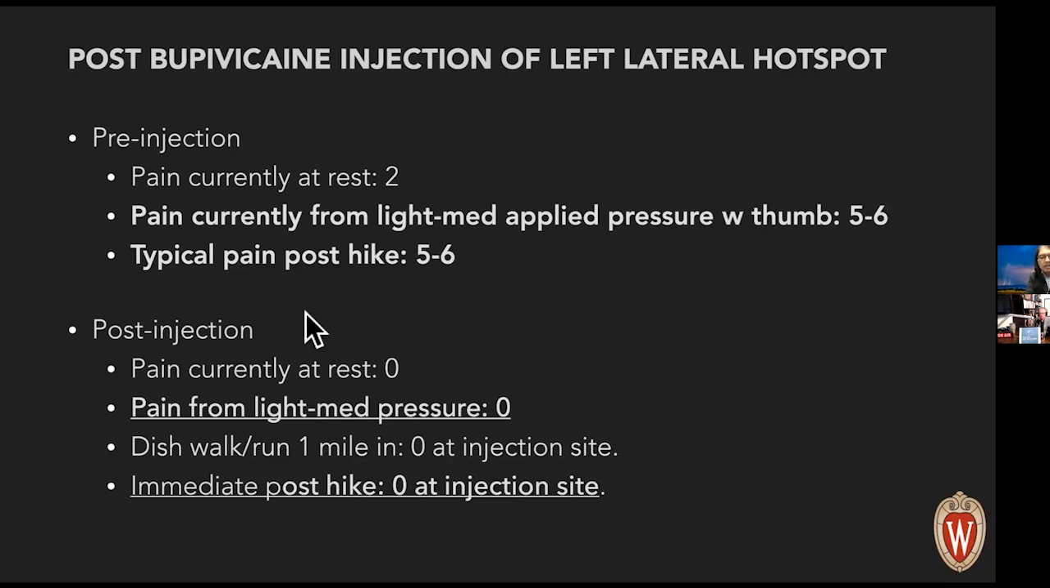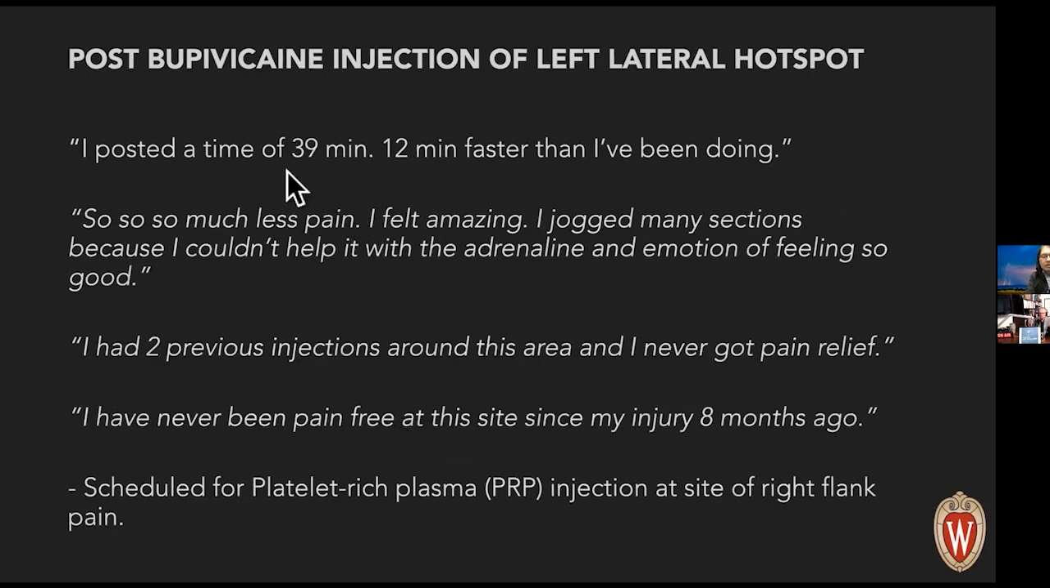And then we injected him, as I said, with Marcaine at that site. So at rest, immediately he had 0. When he put pressure on it, it was still a 0. He did the 1 mile run on part of the Dish and still had 0 right afterwards. So he was very happy. He normally takes about an hour or 50 minutes or so to walk that loop, but he did it that day in 39 minutes. So wow. Much less pain, felt amazing. Couldn't help it with the adrenaline.